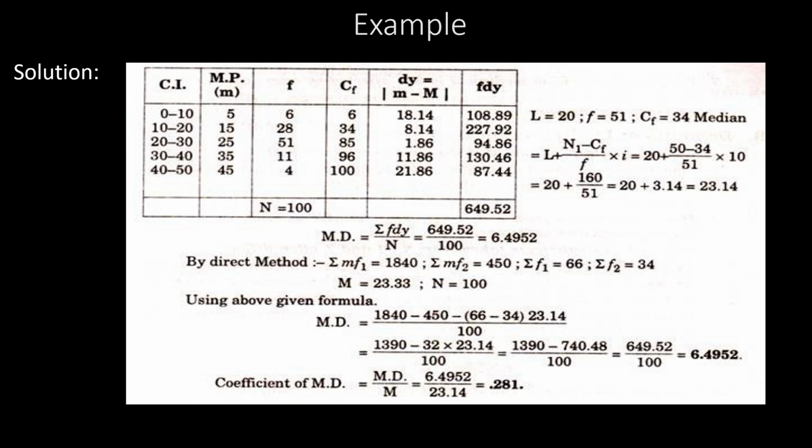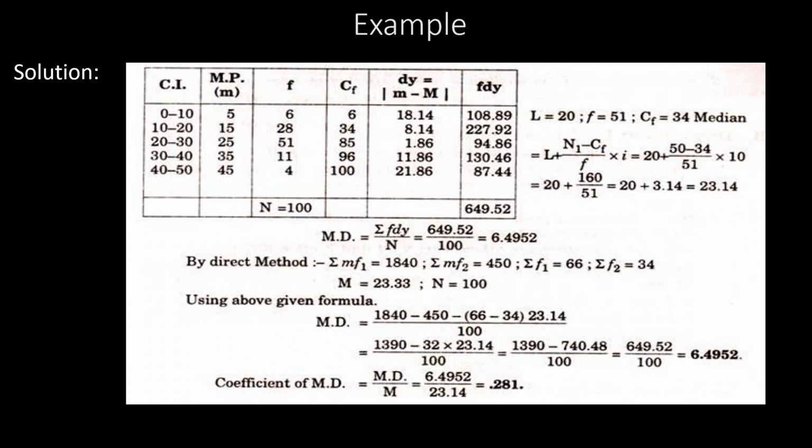After getting these absolute deviation values, we have to multiply this column with the frequencies column, to get the total of frequencies multiplied by the absolute deviations of the mid values from the median. After getting this total, if you find the ratio of this total to the total of frequencies, we will get the mean deviation value, which is 649.52 divided by 100, which gives you 6.4952.